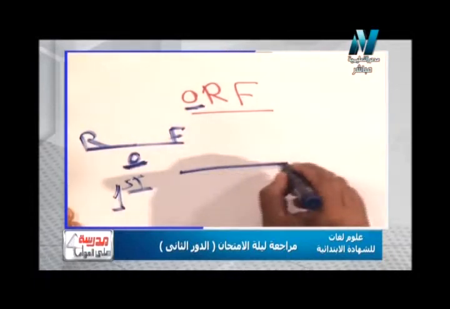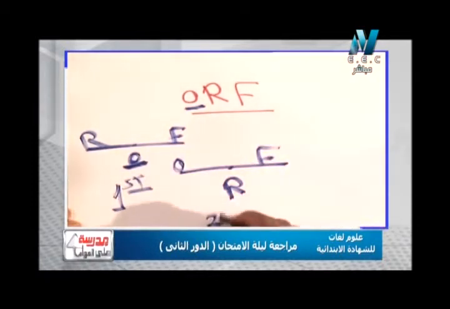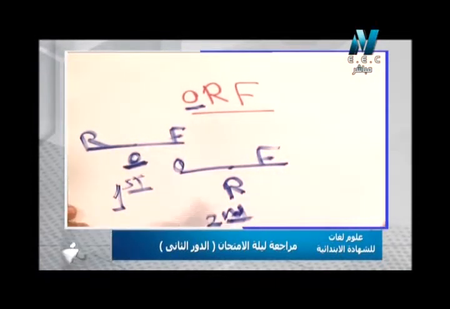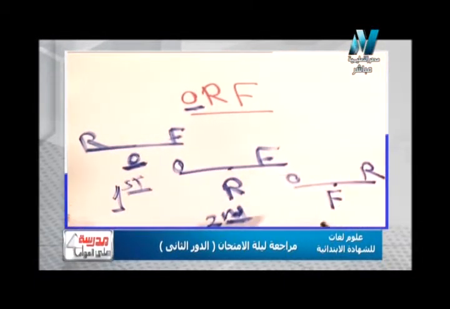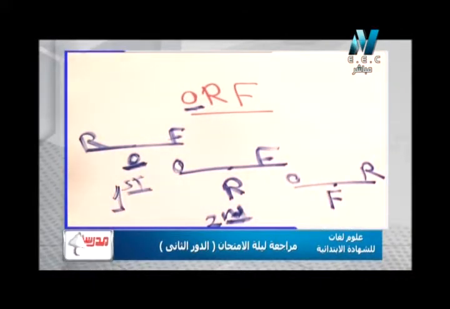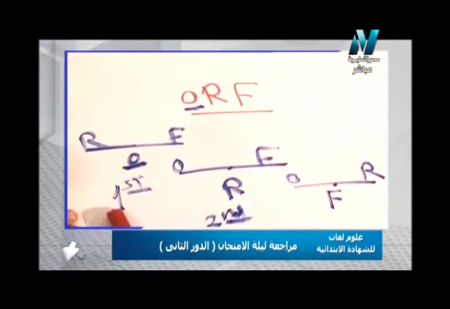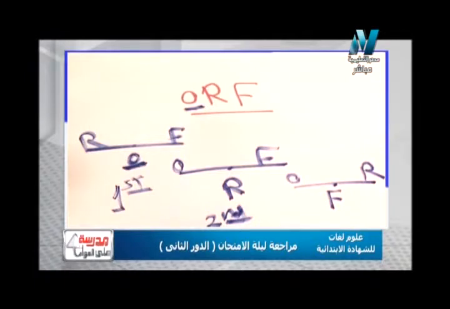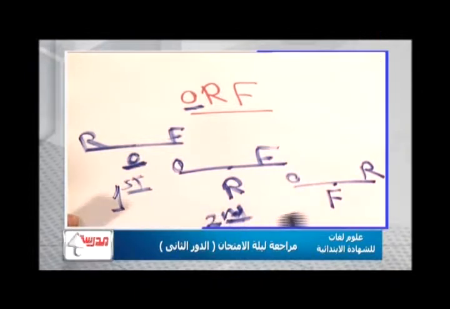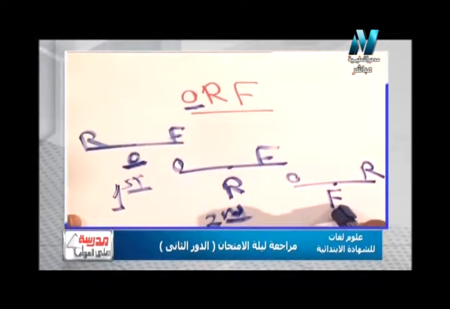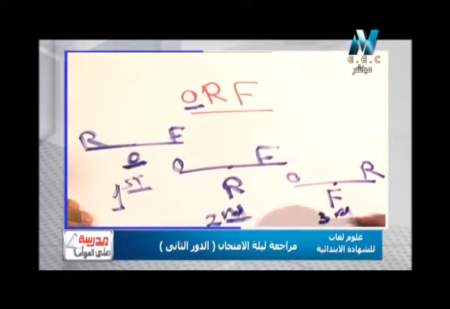What about R? If R, resistance, is in the middle between O and F, it will be second class lever. If F is in the middle between O and R, it will be third class lever. So O is the fulcrum. If the fulcrum is in the middle between resistance and effort force, it will be first class lever. If R is in the middle between fulcrum and effort force, it will be second class lever. If F, effort force, is in the middle between O, fulcrum, and resistance, it will be third class lever.